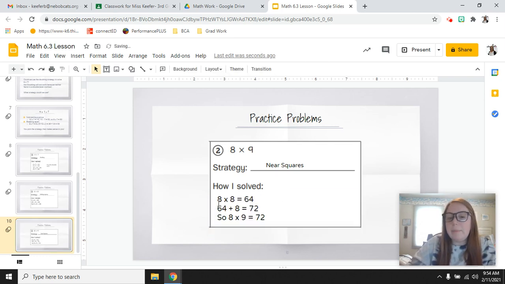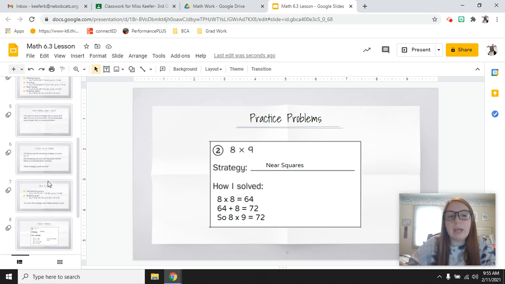So for this one, I picked 8 times 8, which equals 64. Then I would know that I needed to add another group of 8. So 64 plus 8 would equal 72. So 8 times 9 would be 72. So for this one, I used the square fact 8 times 8 and I added a group. You could also use the square fact 9 times 9 and subtract a group, but they would both get you 72. My advice for this one is just which fact did you know? Did you know 8 times 8 or did you know 9 times 9? And that's how you can use that square fact to help you solve for your other fact.